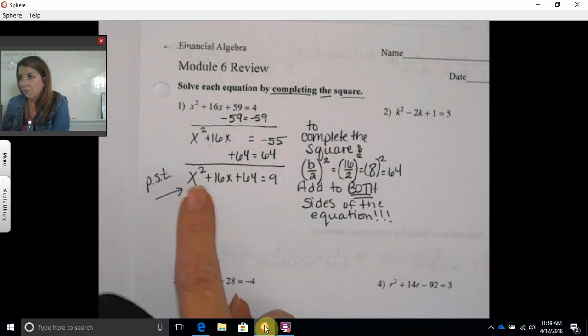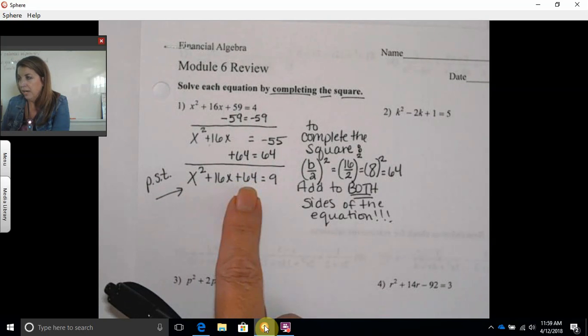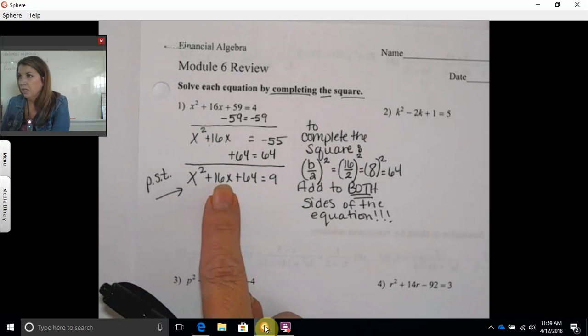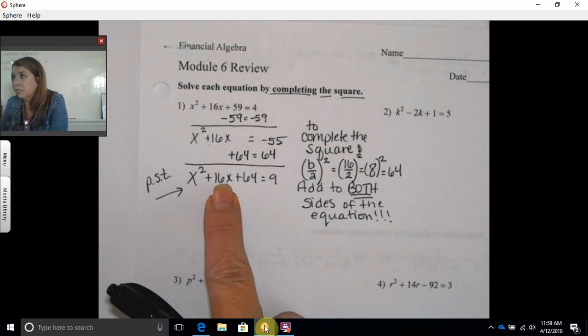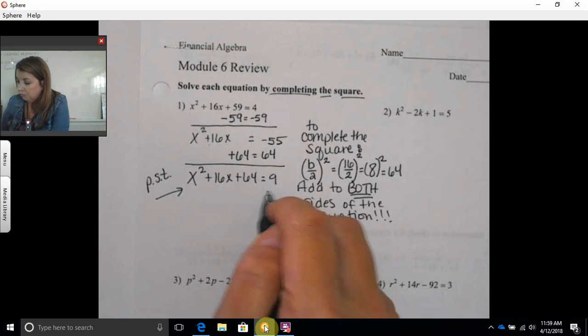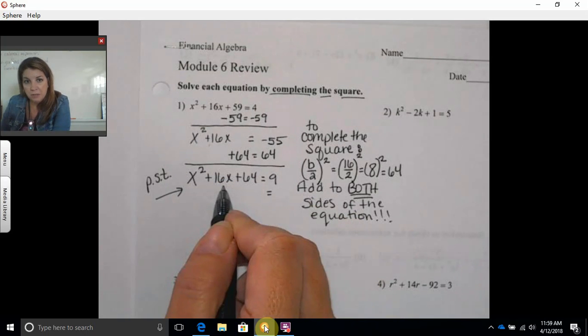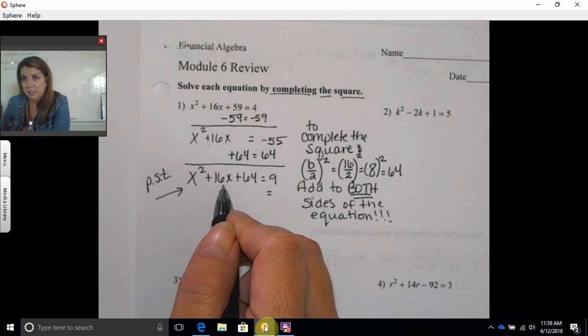What's the square root of the first term? X. What's the square root of the last term? 8. What's x times 8? 8x, doubled. Is that your middle term? Then it's a perfect square trinomial. If you did it right, it's always going to be. So you factor your perfect square trinomial, and remember, it's super easy to factor because it has identical factors.